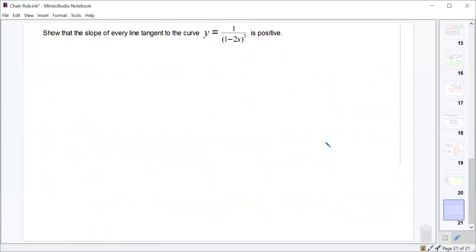Let's do this. Actually, let's have you guys do this on your own. See if you can come up with some reasoning why the slope for every line tangent to this curve is always positive. So take a minute or two and see if you can figure that out.